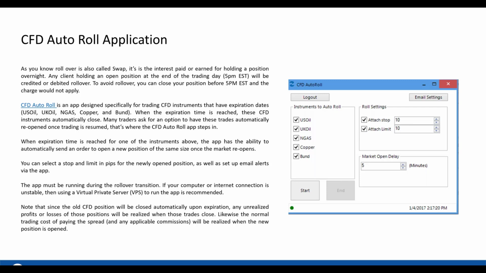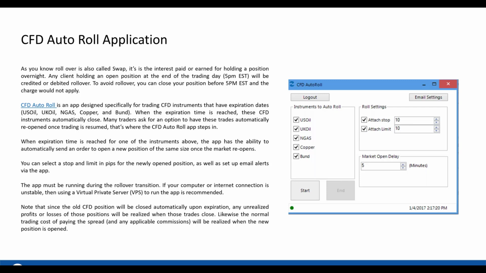When expiration time is reached for one of the instruments above, the app has the ability to automatically send an order to open a new position of the same size once the market reopens. You can select a stop and limit in pips for the newly opened position, as well as set up email alerts via the app. The app must be running during the rollover transition. If your computer or internet connection is unstable, then using a virtual private server to run the app is recommended.